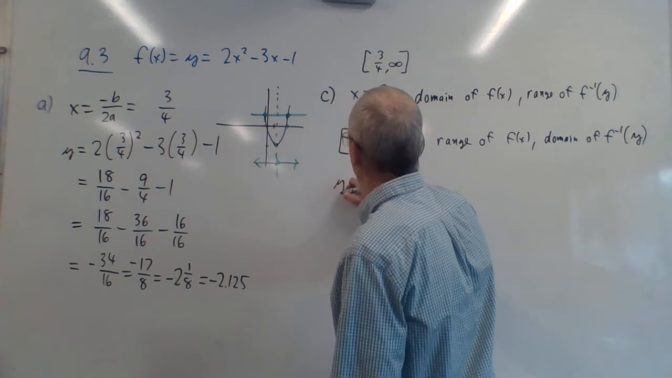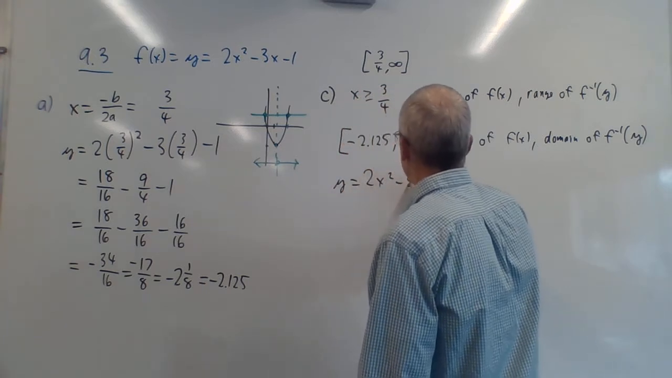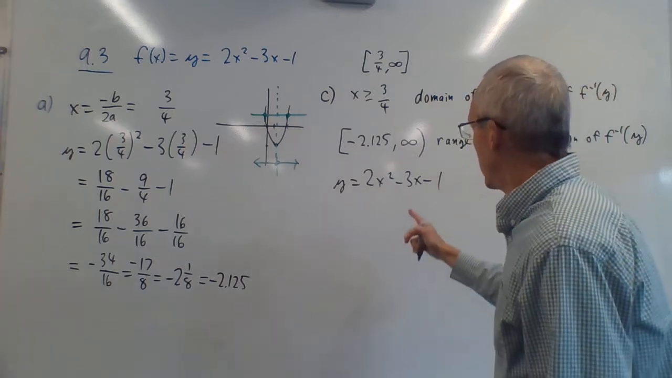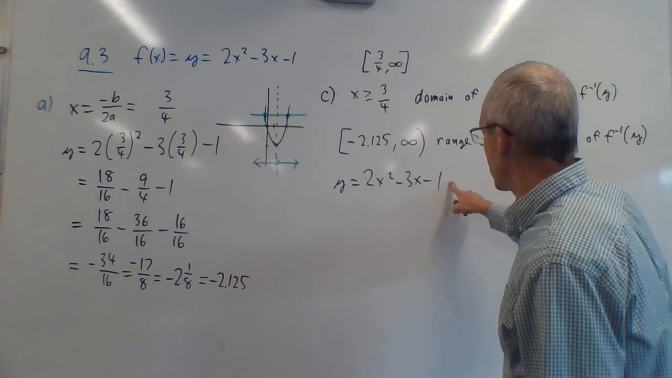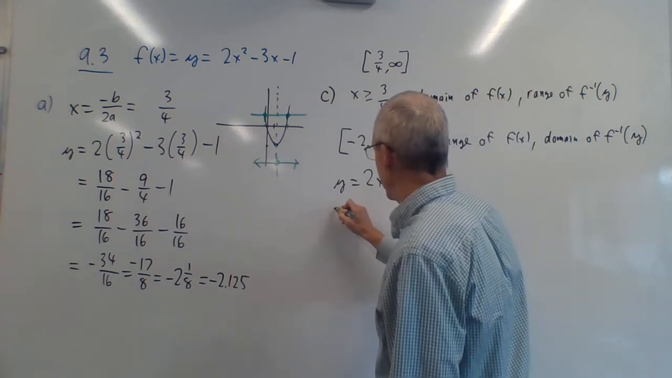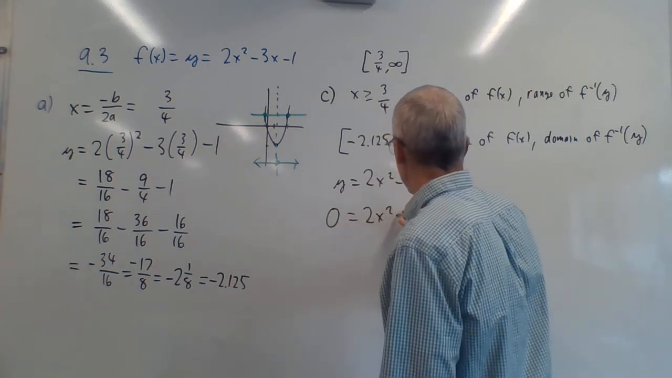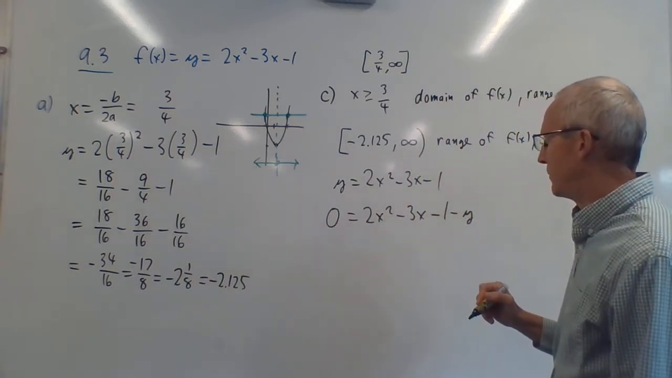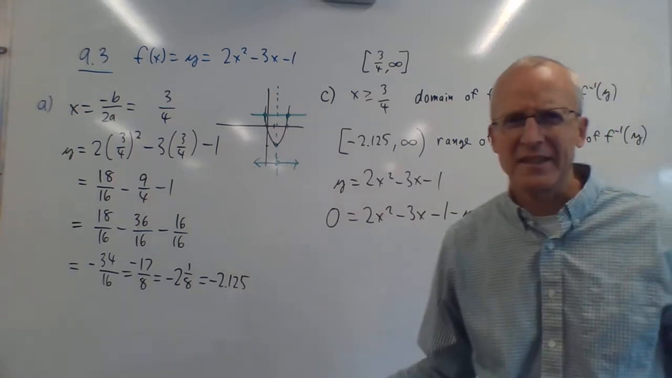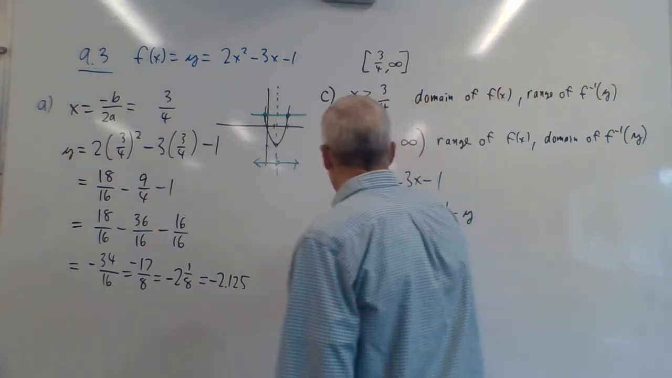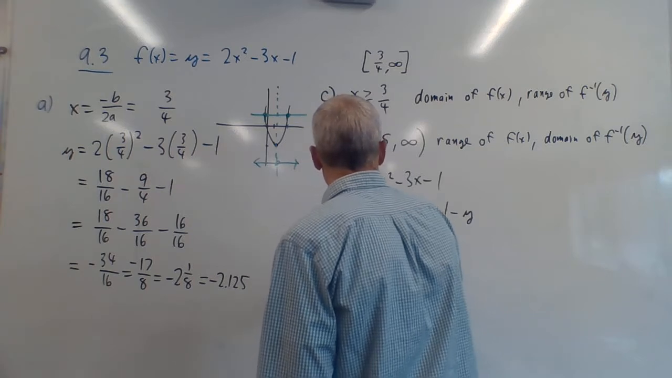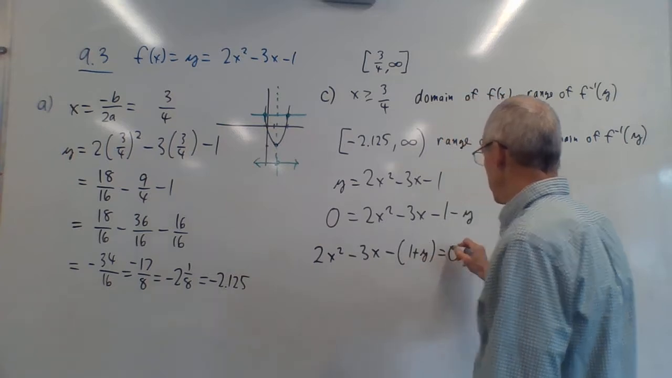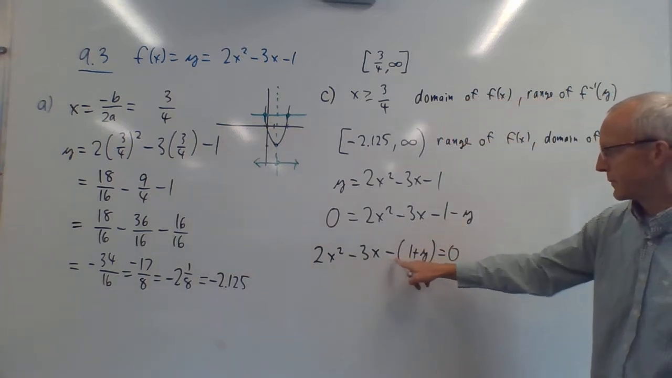So we write this down, y equals 2x squared minus 3x minus 1. We want to solve for x. So I'm going to put the y over here, subtract y from both sides. Then we get 0 is 2x squared minus 3x minus 1 minus y. I like putting the 0 on the right, it just looks more normal. So I'm going to do that: 2x squared minus 3x minus 1 plus y equals 0.